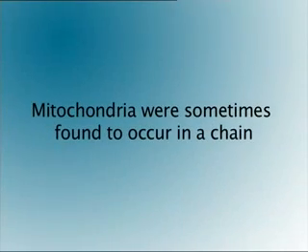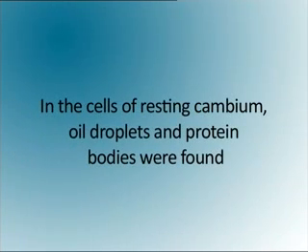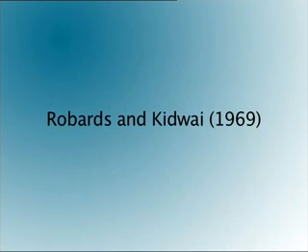In winter, the vacuoles were small and numerous. The plasmalemma was thrown into folds and the endoplasmic reticulum occurred mostly in the form of smooth vesicles. Mitochondria were sometimes found to occur in a chain. In the cells of resting cambium, oil droplets and protein bodies were found. Roberts and Kidwai 1969 suggested that these inclusions are storage materials which are required during the first stage of differentiation at the beginning of the growing period.